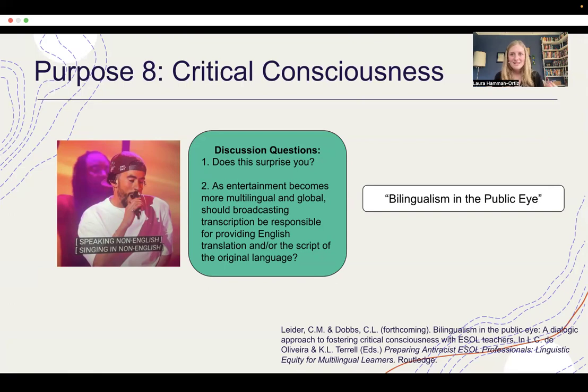So having students bring in these examples is a wonderful way for them to be more actively engaged with thinking critically about language in their world.